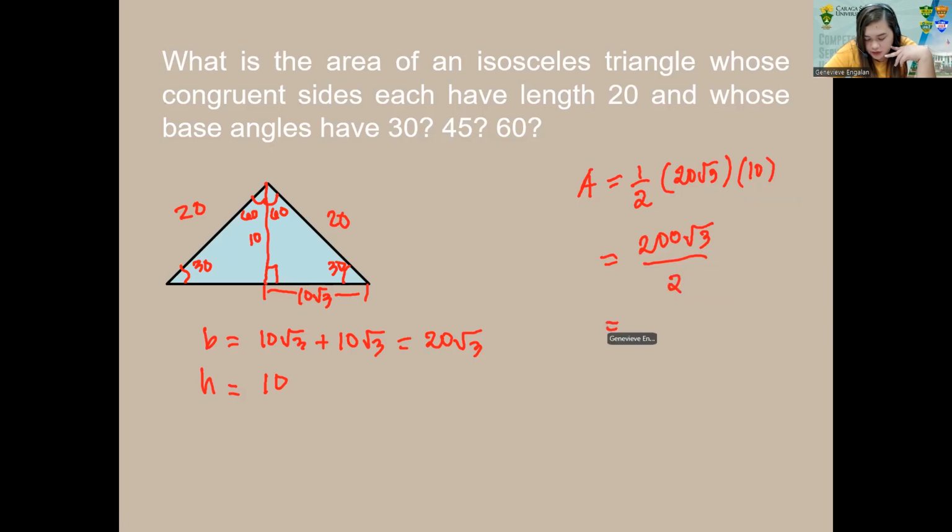So, over 2, this will become 100 square root of 3. Square meters. Wala man siya gihatag og meters, no? Kung wala siya gihatag nga unit, pwede ra na nato ibutang square units. Square units. So, next, kung 45.